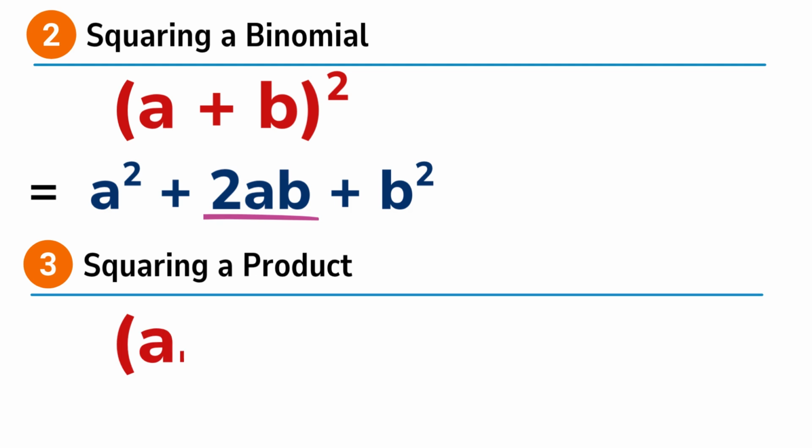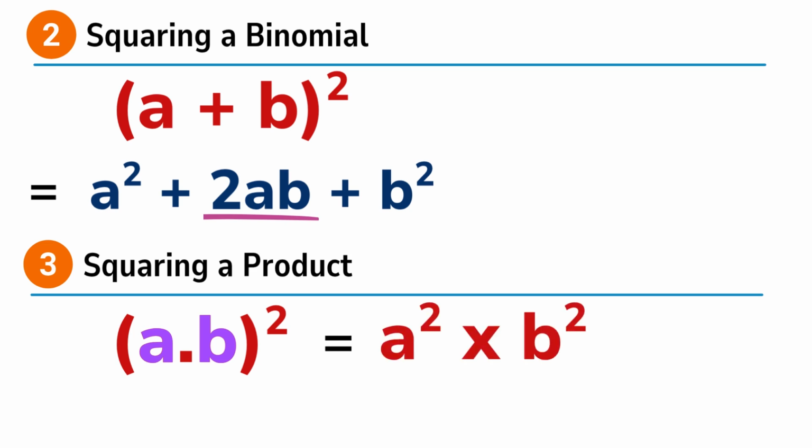3. Squaring a product. Now let's check this expression. ab all squared. This one's much simpler. When we square a product, we just square each factor. Therefore, in this case, it would be a squared times b squared. The easy rule is, if a product is inside parentheses, apply the exponent to each part.